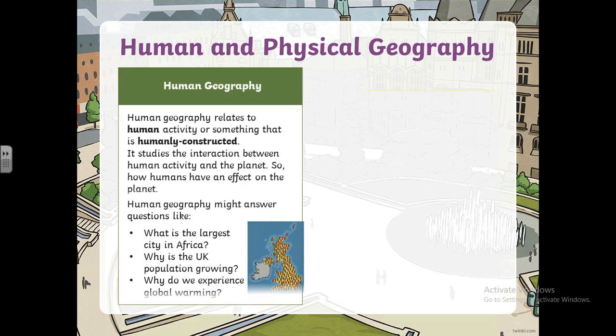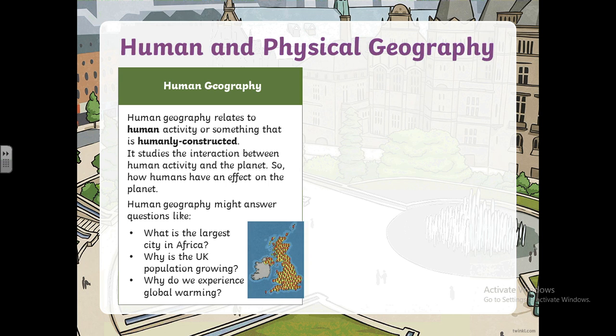So I can tell you that human geography relates to human activity or something that is humanly constructed, that humans have built. It studies the interaction between human activity and the planet, so how humans have an effect on the planet. So it might answer questions such as, what is the largest city in Africa? Why is the UK population growing? Why do we experience global warming? Anything that's linked to humans, that's either made by humans, caused by humans, humans have an effect on it, that is human geography.